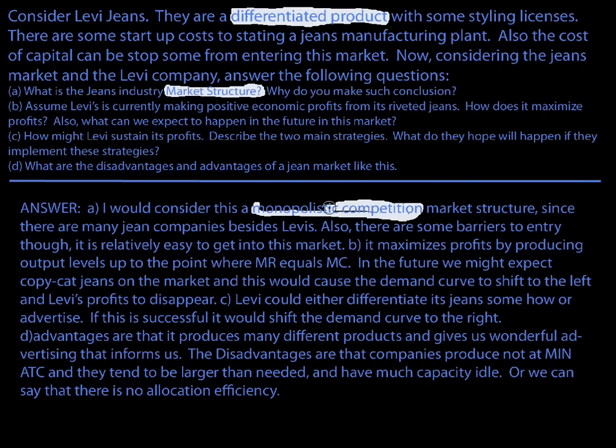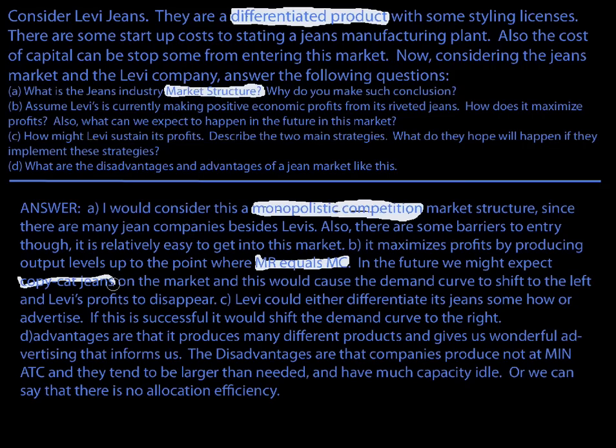Why? Because there are differentiated products. Since there are many jean companies besides Levi's, also there are some barriers to entry, and it's a differentiated product, I might add in there as well. It maximizes profits. Marginal revenue equals marginal cost. In the future, we might expect copycat jeans. See, this is the other key.